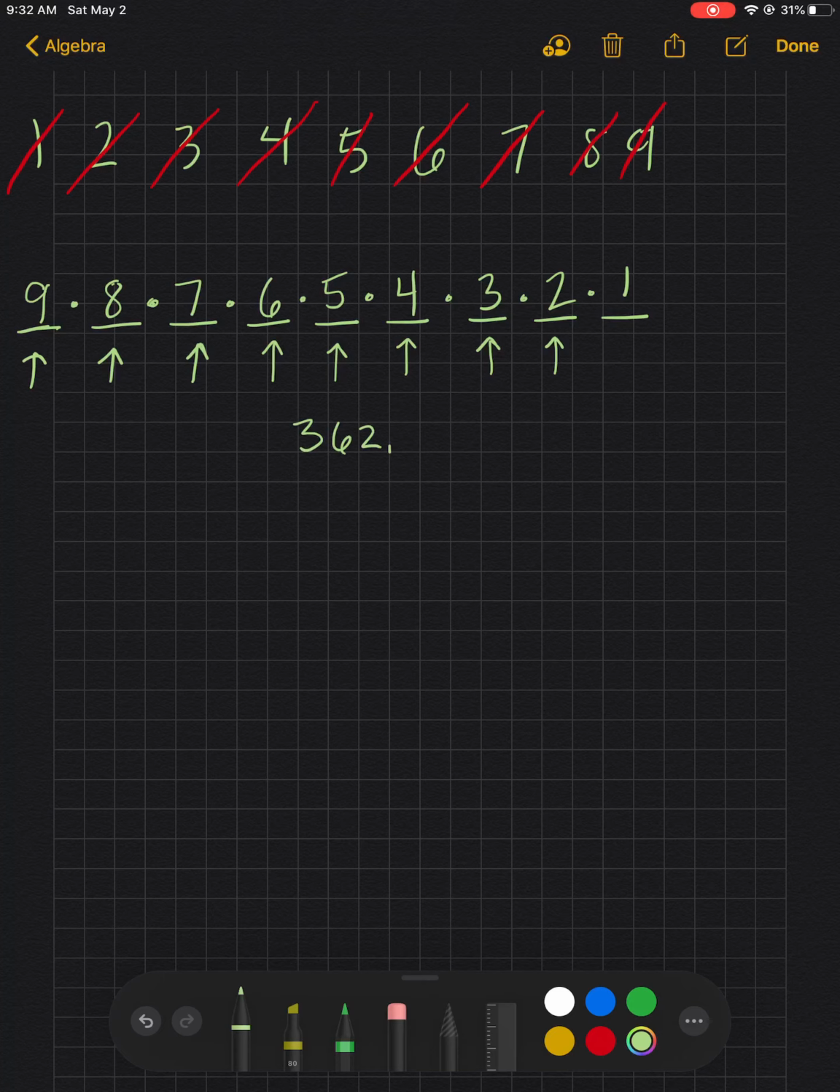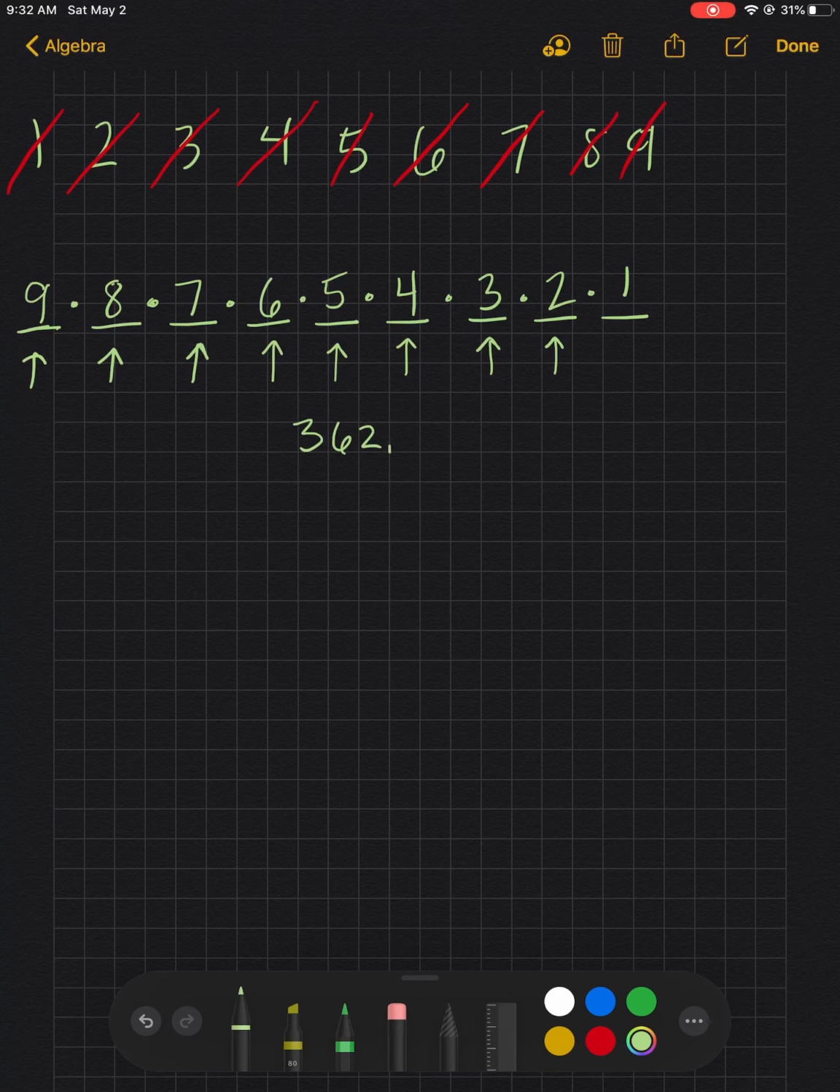When you do this all the way down like this, 9 times all the way down to 1, it's called 9 factorial. Factorial. I think it's got an I in it. 9 factorial. And it's 9 with an exclamation point after it. And that implies 9 times 8 times 7 all the way down. That's what this means right there. Just so you'll know, if you see this notation, you'll know what it means. Okay? So let's look at check understanding number 3.